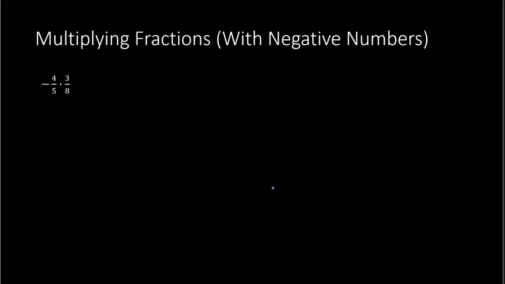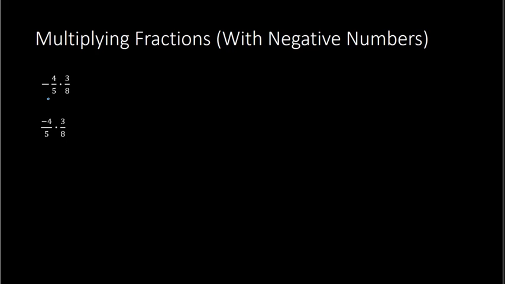Here we have negative numbers. Let's say we had negative 4 over 5 times 3 over 8. That negative doesn't matter where the negative goes. It could go on the side like this, could go with the 4, could go with the 5. Any of those would be the same thing. So let's just say we put it with the 4, just because. And from here, we treat this like any other fraction.